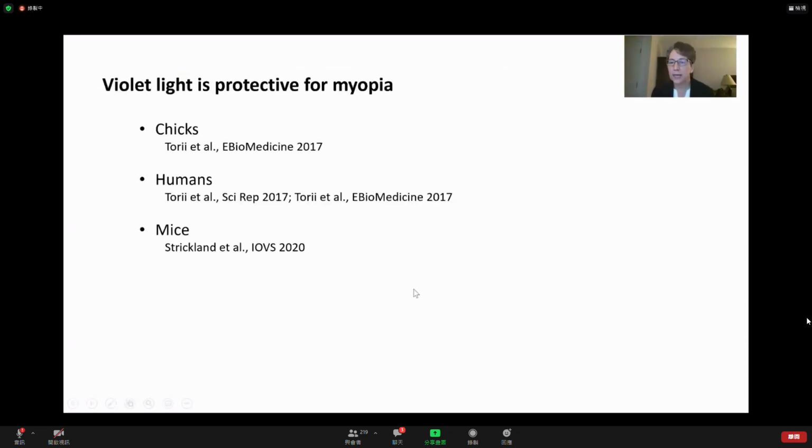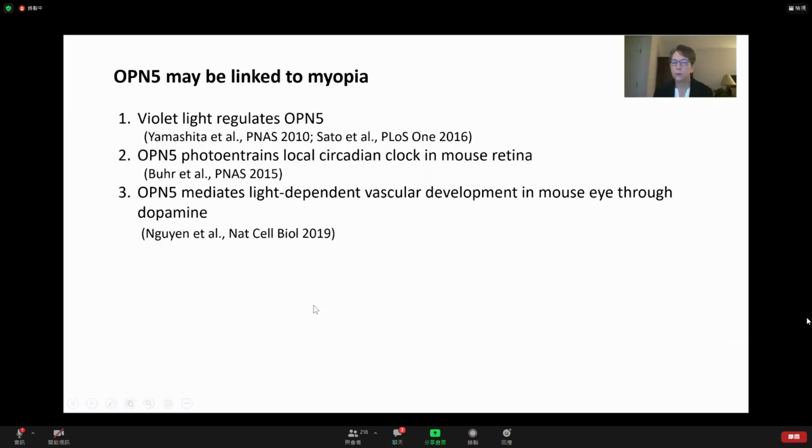Now we know that violet light is protective for myopia in chickens, humans, and mice. We also know that violet light regulates OPN5 and that OPN5 can photoentrain our local retinal circadian clocks in the mouse retina. And of course, circadian clocks have been implicated also in myopia. And we know that OPN5 mediates a light-dependent vascular development in the mouse eye through dopamine. And of course, dopamine is thought to be a stop signal in myopia.